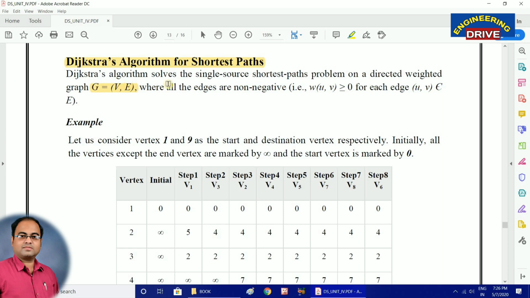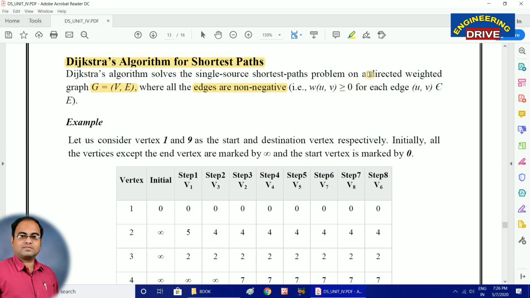In order to find the shortest path using Dijkstra's algorithm, there is one condition: edges must be non-negative. You know what the meaning of non-negative is here? I think you have understood that all the edges must have a cost in terms of positive numbers only. There should not be a negative number on the edges. That is one condition.